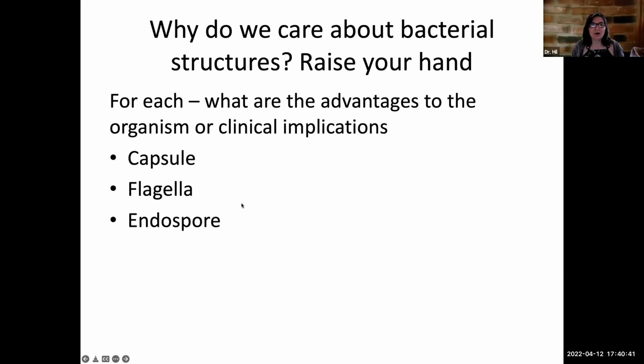Okay, now, why do we care about these special stains? Why would we use staining to look for these things? Again, if you have an idea for any one of these, raise your hand and tell me: we want to know if there's a capsule because, or we want to know if there's a flagella because, or we want to know if there's an endospore because. What would be the reason we'd do these diagnostic tests?